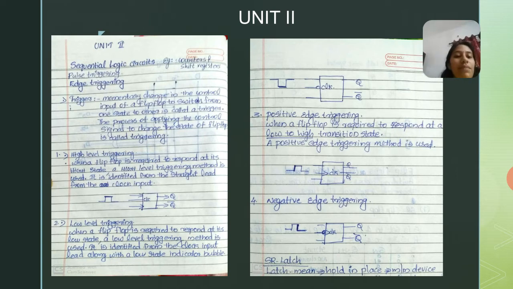Similarly, if the falling edge, that is the high to low edge of a clock pulse, is given as the clock input to the flip-flop and the state is changed, then you can say it is negative edge triggering. Okay, this is all about triggering.